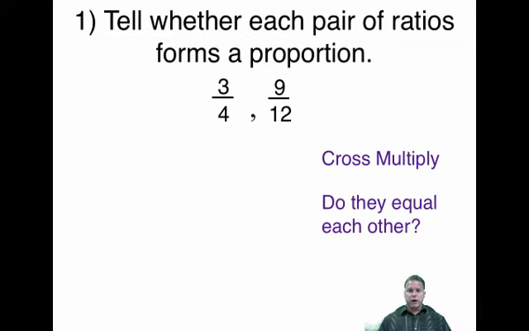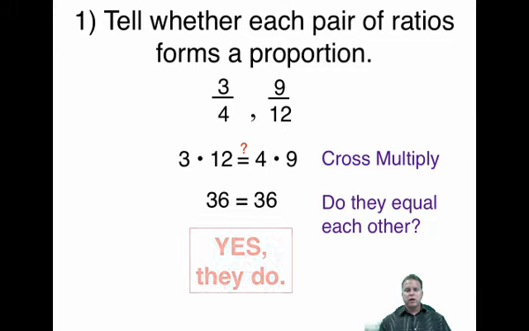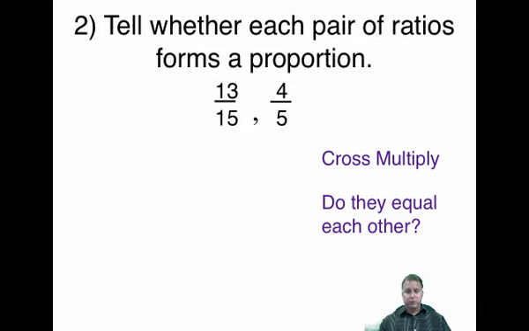So you cross multiply. 3 times 12, 4 times 9. That equals 36. 4 times 9 equals 36. So yes, they form a proportion. If they're not equal, we say no. So would you cross multiply here and decide, do they form a proportion or not? Pause the video, make your decision.